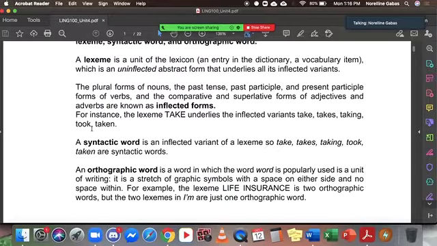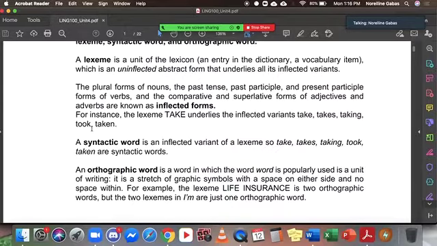Na, okay, take, takes, taking, may ganung words. Meanwhile, pag sinabi mo syntactic words, magiging part na siya ng sentence, phrases, na meron na siyang specific na function. Okay, orthographic word.